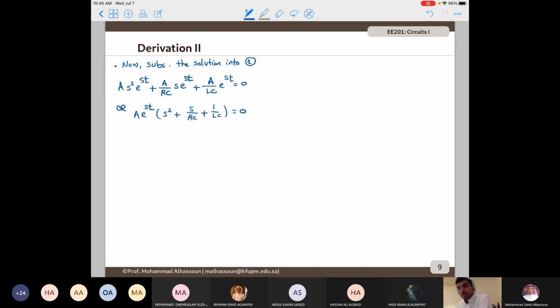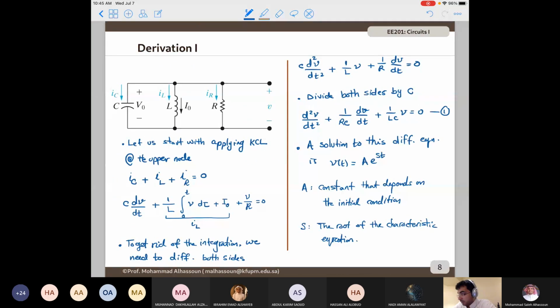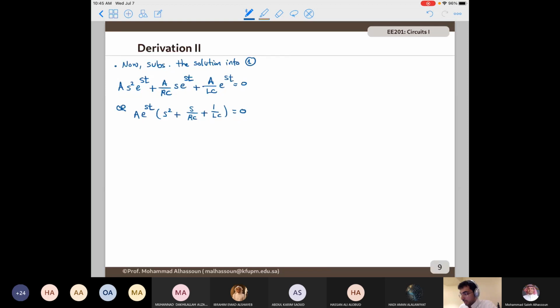So we have two options. Either A e to the power st equals 0, which in this case means that our solution is the trivial solution, meaning that the voltage is 0. We're not looking for a trivial solution. We're looking for a non-trivial solution. So what we need to do is make sure that the other term, this one, is equal to 0.